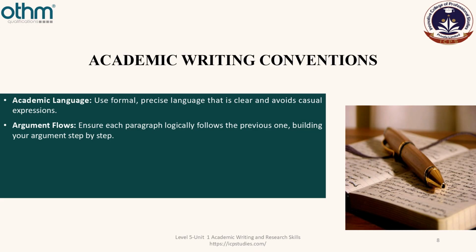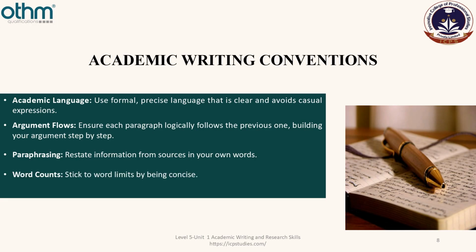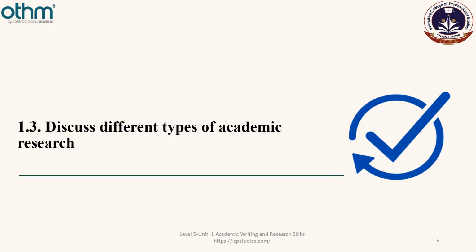Then we have argument flow. Argument flow always makes sure that each paragraph is logically followed by the previous one, so it builds our argument step by step. Then we have paraphrasing. Paraphrasing is all about restating information from different sources in your own words. Then we have the word count. It is important to stick to the word limit while you are writing academically. Then we have the third assessment criterion, in which we discuss the different types of academic research.